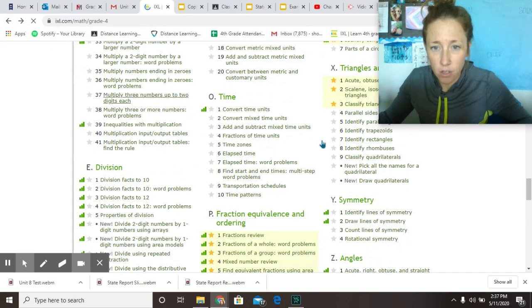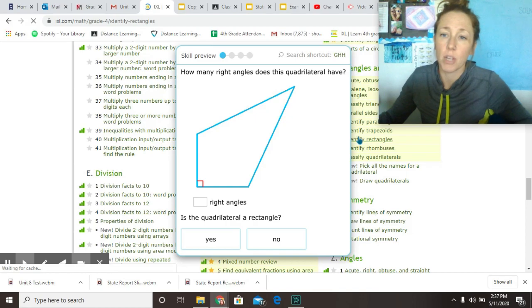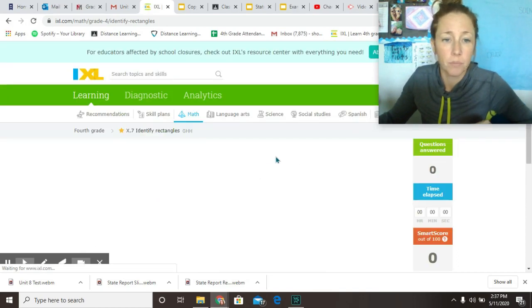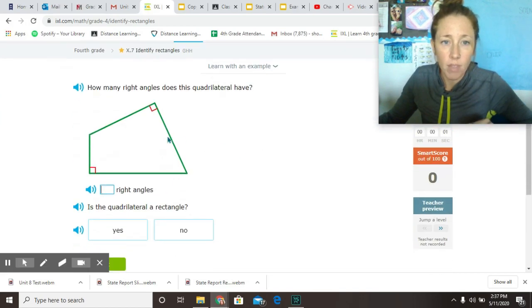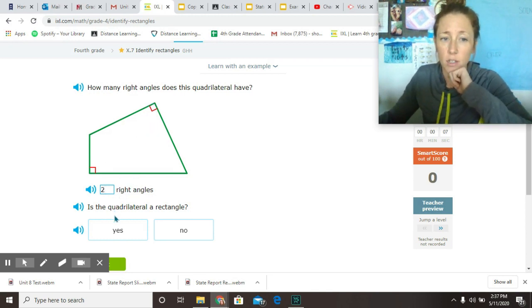So x7 was rectangles, which you guys should probably breeze through because that's one of those shapes you know since preschool. How many right angles does the quadrilateral have? Well, I have 2. You can see them on there. Is it a rectangle? I can look and see no.